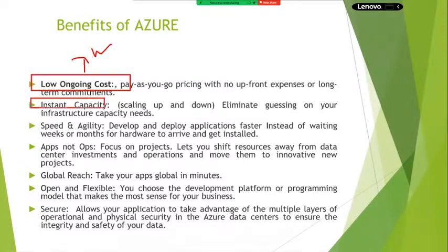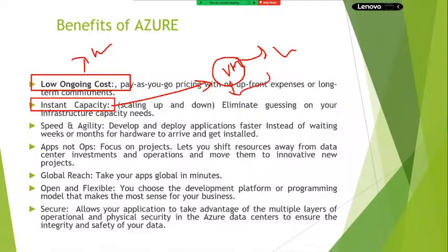Next, instant capacity. Instant capacity in the sense, I would like to increase the size or downgrade the size of a VM or the configuration of the app services. Anytime, anywhere, if you have internet connectivity, you can downgrade or upgrade the configuration of your application. That is instant capacity, like instant coffee. Next, speed and agility.